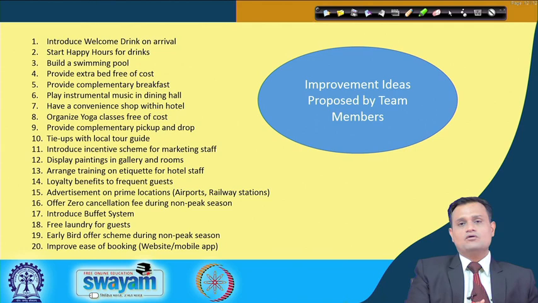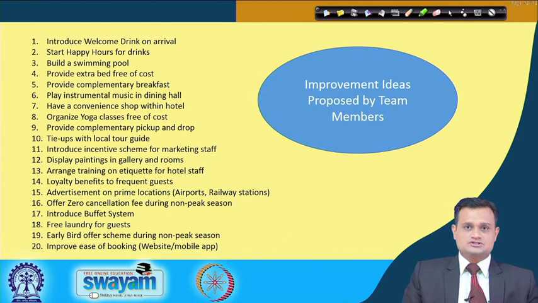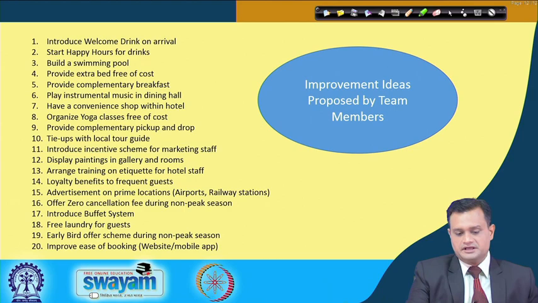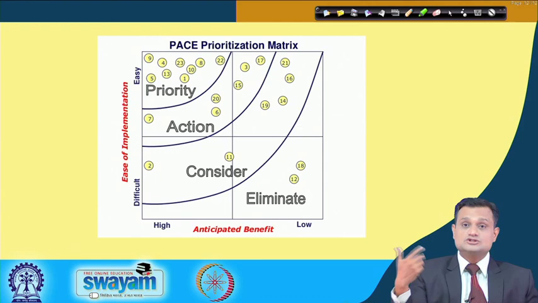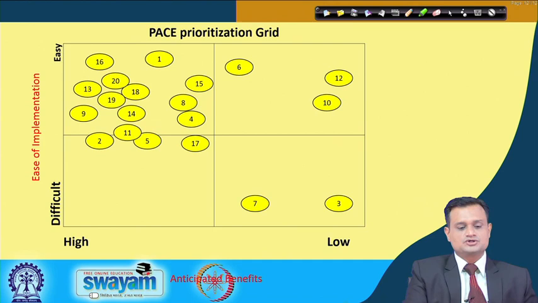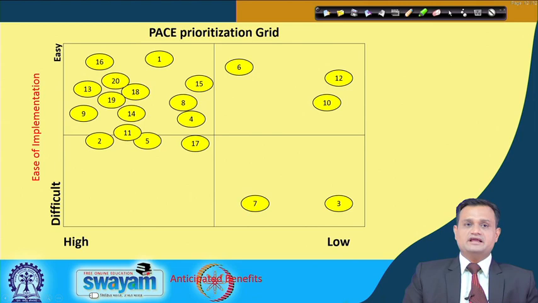Now, fine, fantastic, many ideas came up, but each idea has a cost and there is a difficulty in terms of implementation. So, there is anticipated benefit and there is ease of implementation, or maybe the cost and complexity involved in the implementation. Depending upon this ease in implementation and the benefits that you can reap, these ideas were classified on the PACE prioritization grid and four quadrants, each quadrant receiving some criteria.